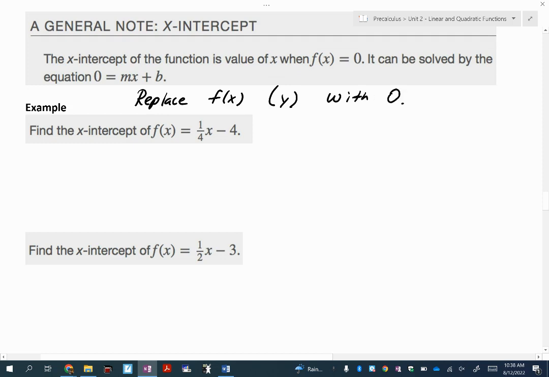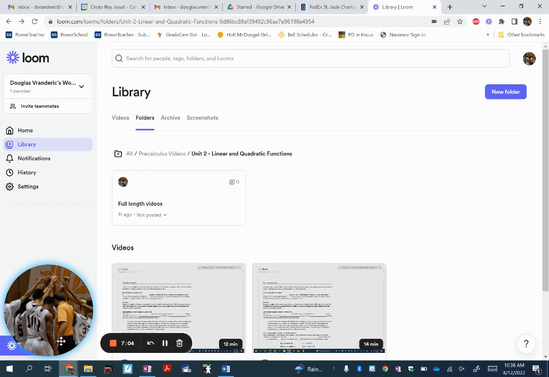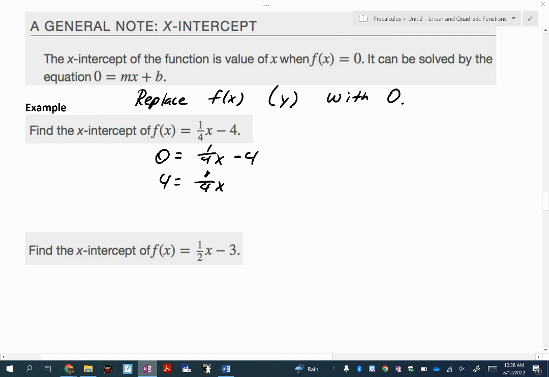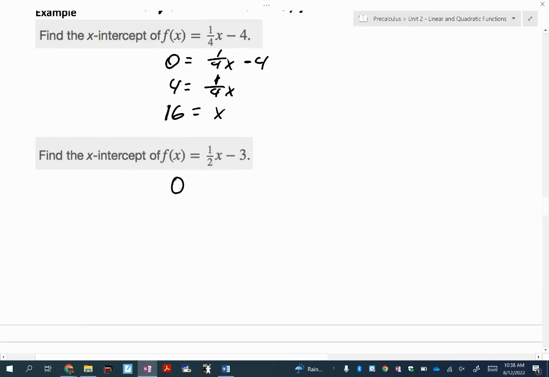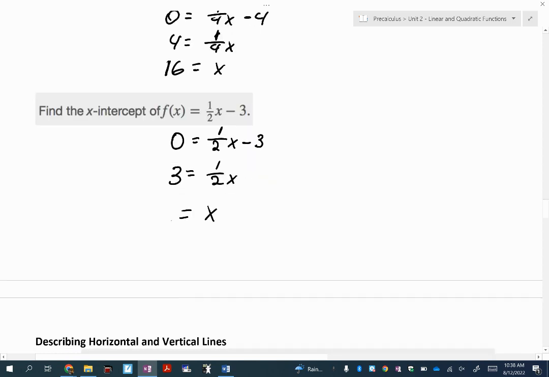So when I solve for each of these, I'm going to write 0 equals 1/4 x minus 4 and then solve. Move the -4 over to get a +4. To get rid of that 1/4, we're going to multiply both sides by 4 to get x equals 16. Now this one here, finding the x-intercepts, I'm going to do the same process, setting that y equal to 0. Move the -3 over to get a +3. All right, you multiply both sides by 2, you get x equals 6.